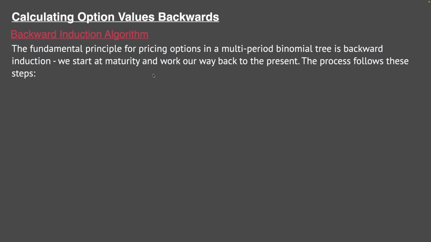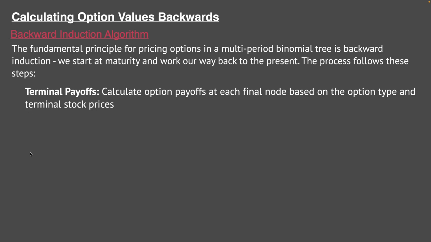Now let us understand what the backward induction algorithm is. Backward induction is a very important concept while calculating the option price using a multi-step binomial tree. It has got 3 components. One is the terminal payoffs. So what are we going to do? First we are going to calculate option payoffs at each final node. Final node, that is the last node. If it is a 3-step process, then you will calculate the last node. What will be the terminal payoff of each option?